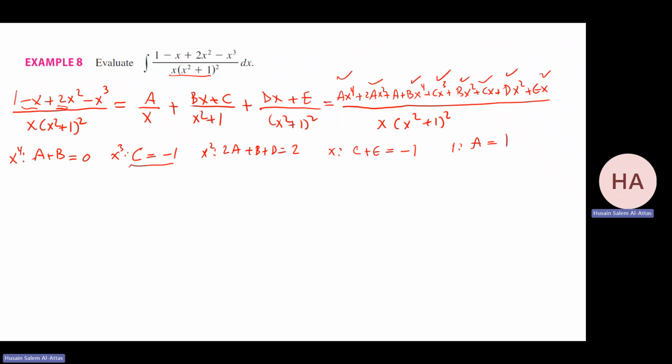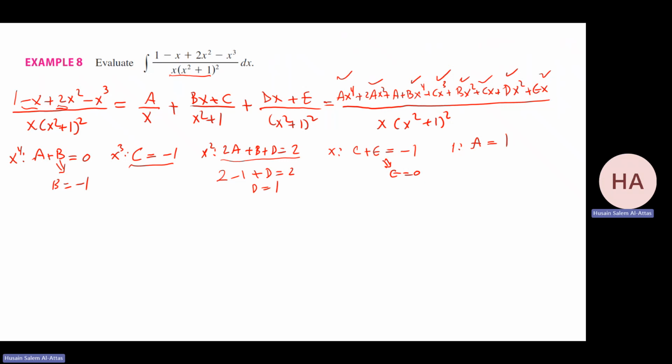Now c equals -1, so a equals 0. Okay. A equals 1, so b equals -1. Now the remaining is d. I have c, b, a, e. The remaining is d. I get it from here. I have 2 - 1 plus d equals 2. So d equals 1. Correct.